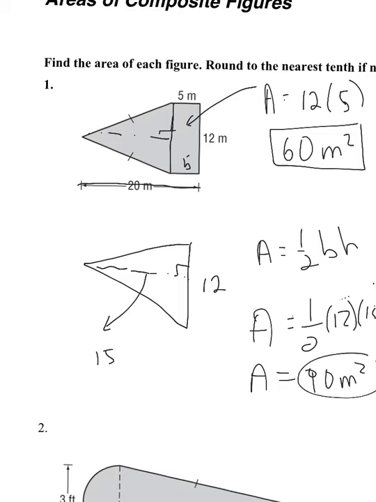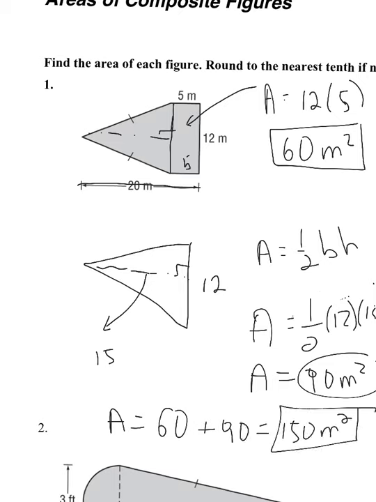Therefore, what's the final answer? What is the area of this composite figure? It will be 60 plus 90, which is 150 square meters. Okay? So the area of this composite figure would be 150 square meters. Very good.